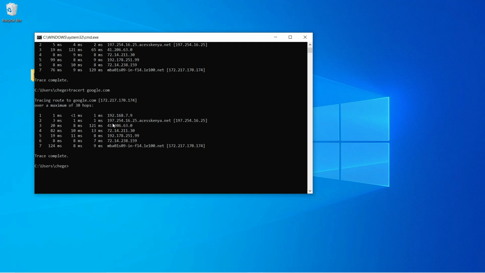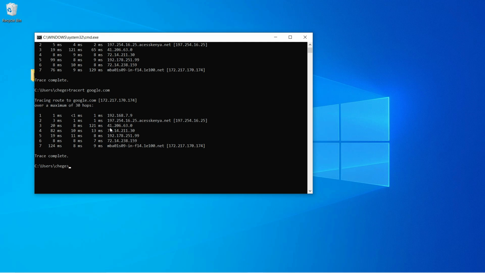So let's say I'm trying to access google.com over a maximum of 30 hops. Then on hop 2, instead of returning the entry then IP for my ISP, it returns asterisks then request timed out. Then after some time it returns hop 3 now with the timer.